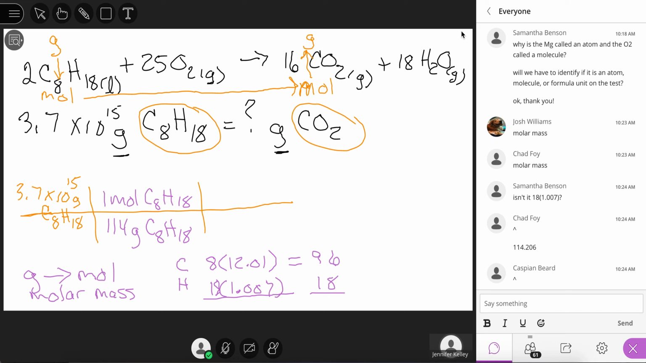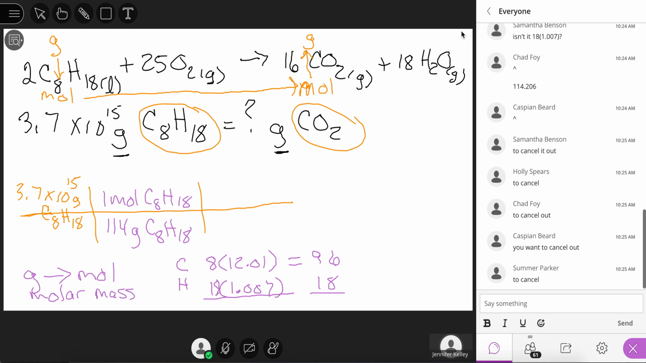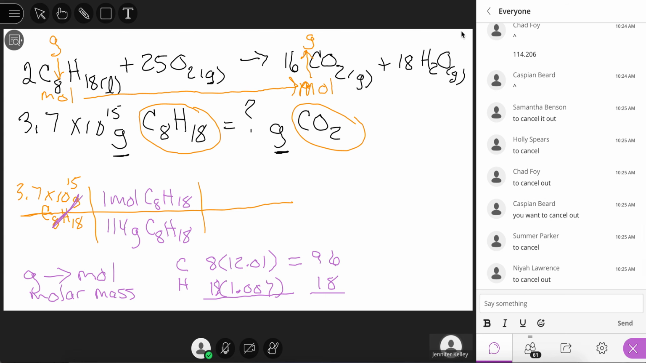Now, why did I choose to put the grams on the bottom? Right, so I can cancel it out. If I have 1 on the top and 1 on the bottom, they'll cancel out. All right, so my next step is to go from moles of octane to moles of carbon dioxide. So that's this step here.